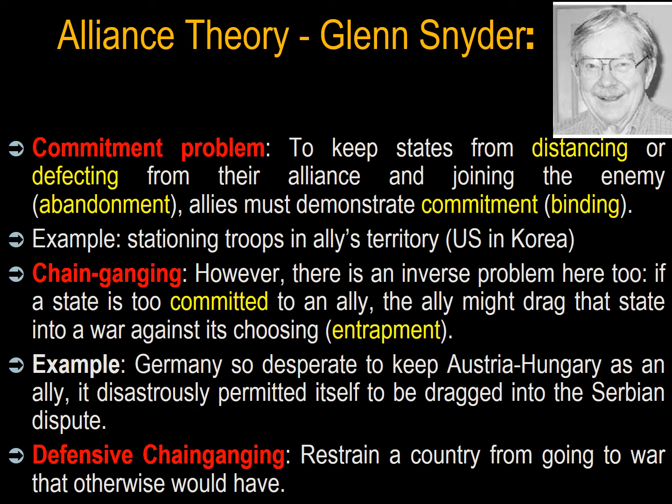So Germany, desperate for allies, allowed itself, in one interpretation, to be dragged into the First World War over a dispute between its ally and Serbia. So a minor issue in the Balkans became a major cause of the First World War. There's also defensive chain ganging. Here, you can restrain a country from going to war that otherwise would have, by engaging in a defensive alliance with it.